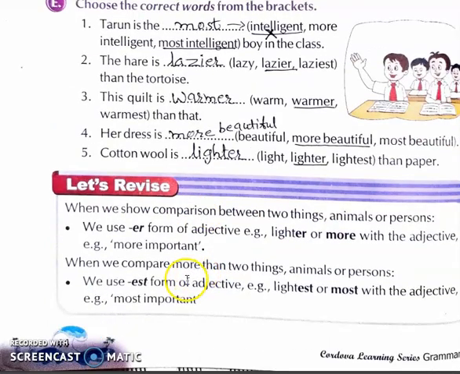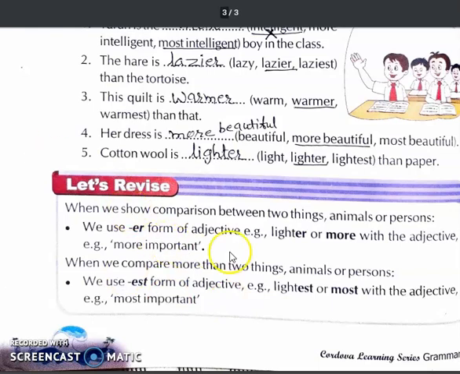So now we have learned about the adjective, the comparison between two things, persons, and more than 2 or 3 persons, and what we have to write for the comparison. We have to add er to the form of the adjective. Here more examples are given, lighter or more with the adjective. Example, more important. कुछ वर्ड्स हैं कि जिसमें हम er ऐड करके एडजेक्टिव में लिख सकते हैं, पर कुछ वर्ड में हम er ऐड करके नहीं लिख सकते, तो उसके लिए हमें लिखना है मोर इम्पोर्टेंट.